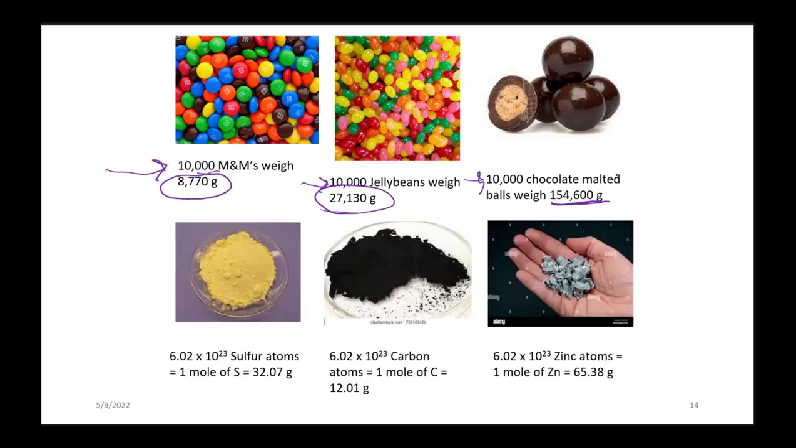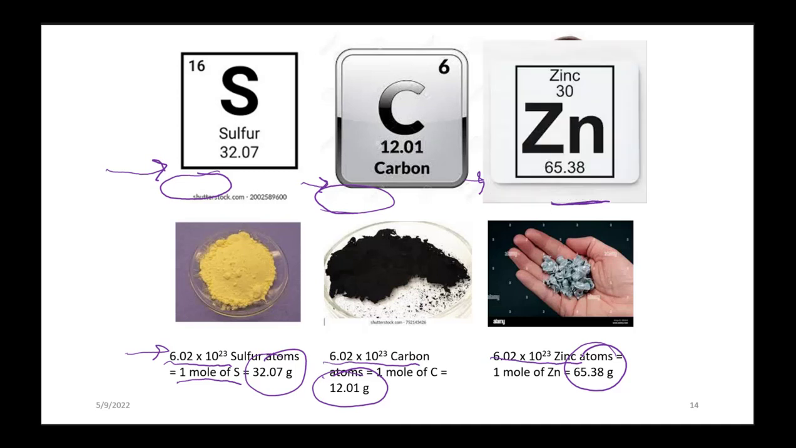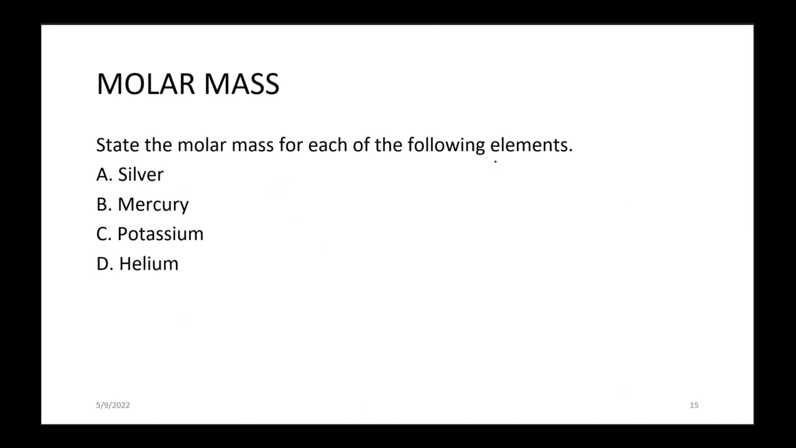Similar to, let's say I had the same amount of sulfur, 6.02 times 10 to the 23rd sulfur atoms. So let's say I have 1 mole of sulfur. Let's say I have 1 mole of carbon, 1 mole of zinc. Notice that they all have a different mass. I can have the same amount of substances, but they have different masses. And again, I can see what those masses are based on that AMU, average atomic mass units, on the periodic table. So why don't you take a second and see if you can find the molar mass for the following elements.